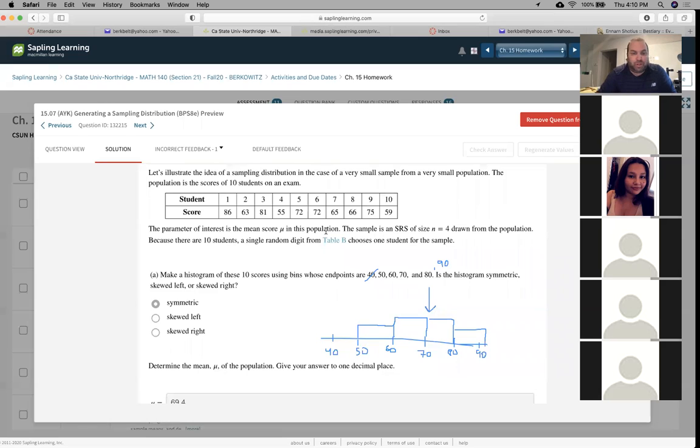Yeah, I'll underline it so you can see what I'm pointing at. It says the parameter of interest is the mean score mu, the average score, right? So these numbers, we add them up and divide by 10. That's where I got confused because it said the population and I thought that was referring to the number of students. Well, it is. The population is the scores of the 10 students on the exam. So it's not technically the students, it's their scores that's technically the population.